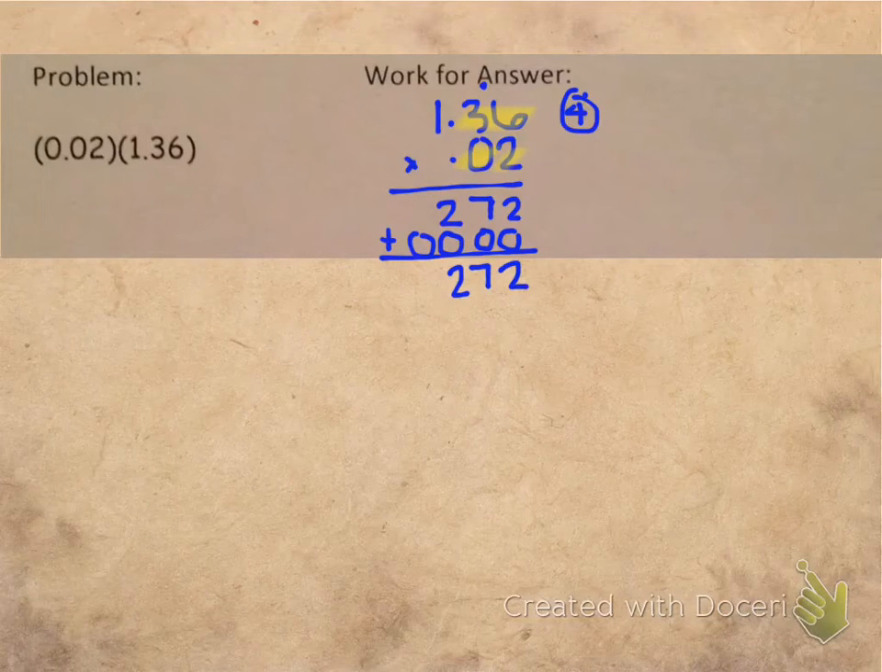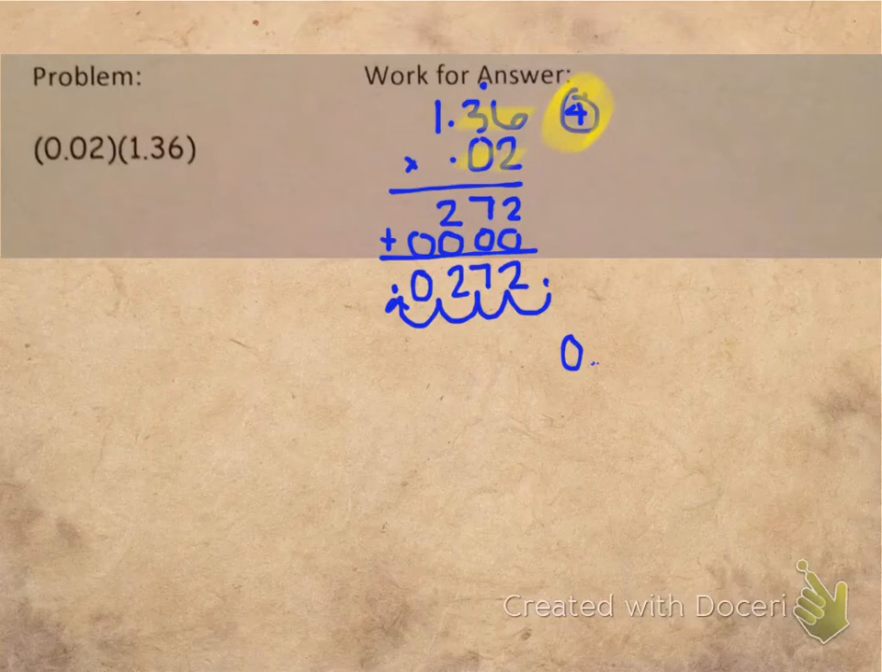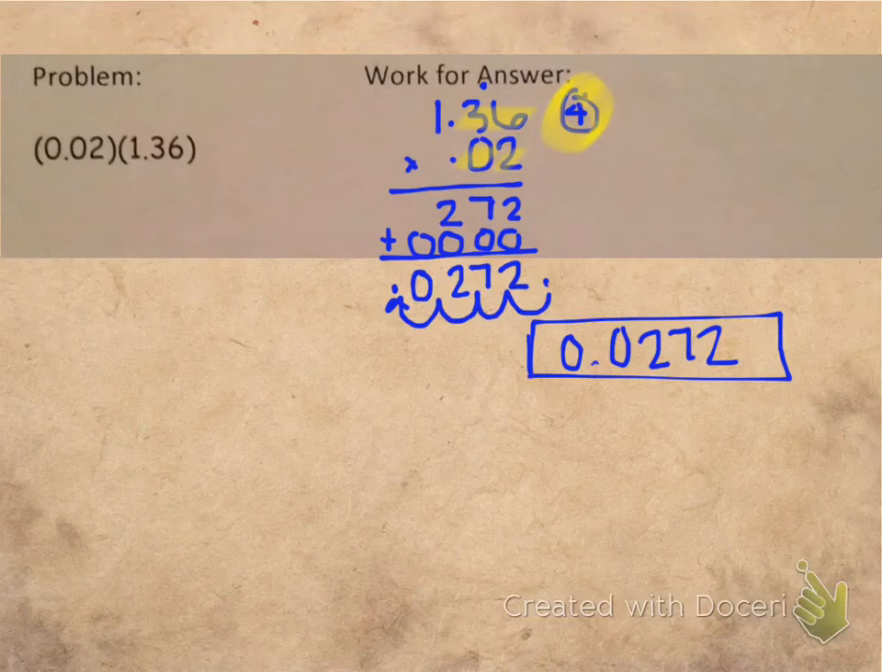There are 4, so we go back to this right here. 4 numbers to the right of the decimal. So remember, I put a decimal at the back of my answer and move it to the left 4 times. 1, 2, 3, 4. There is a hole right here, so we add a 0. So our final answer is 0.0272. And that is our final answer for number 2.